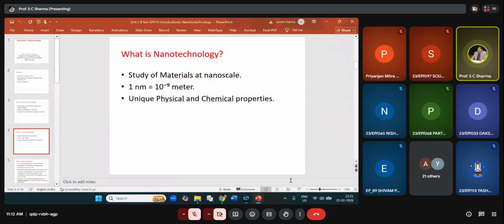So this one is materials at nano scale. 1 nanometer is equal to 10⁻⁹ meter. They have unique physical and chemical properties, even thermal properties and electronic properties. Physical property means thermal, electrical, electronics, all these, and then chemical property.